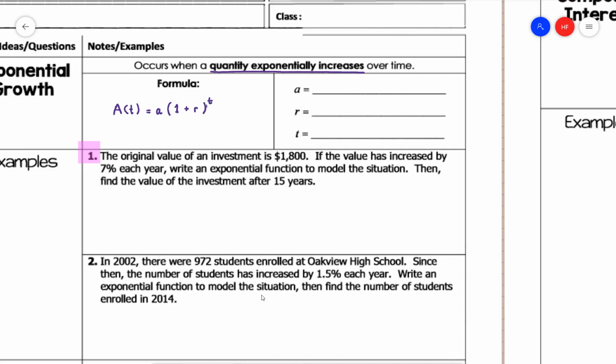So a, that little a, is the initial amount, the initial value, whatever they say you started with, that lowercase a. R will be your rate of increase as a decimal. So a lot of times they'll give you a percent, and they'll say, hey, this is increasing at a rate of 4%, whatever it is. You need to change it to a decimal. And then t will be the number of time periods. So a lot of times it's going to be given in years.